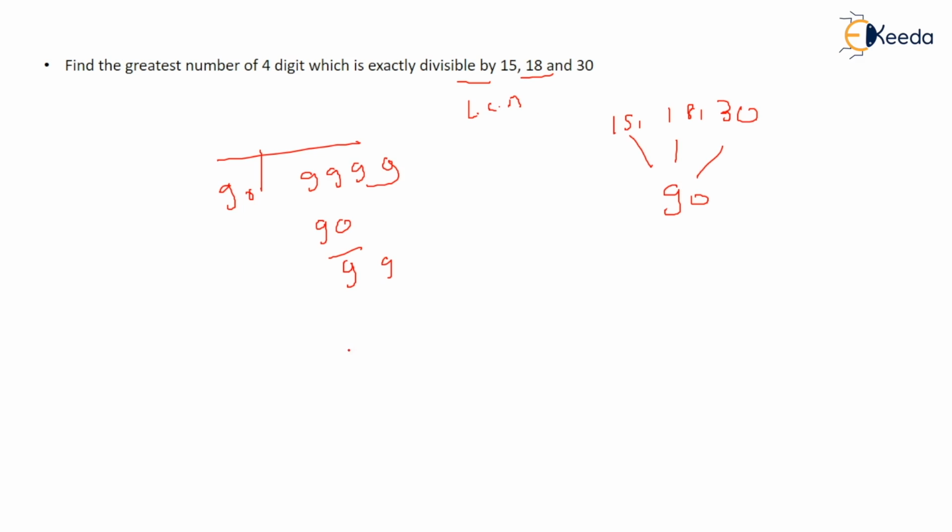So 9 comes as a remainder. If you add 9 to this number, it will become 5 digits. So you have to keep it a 4-digit number. So what you have to do is separate 9 from this. 9990 will be the last or the greatest 4-digit number which is divisible by 15, 18 and 30. Okay, thank you.